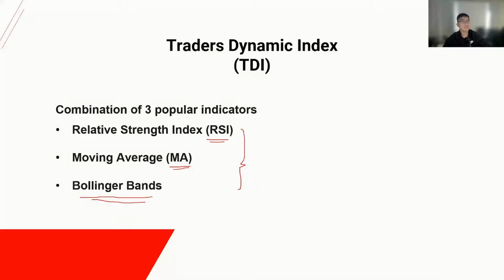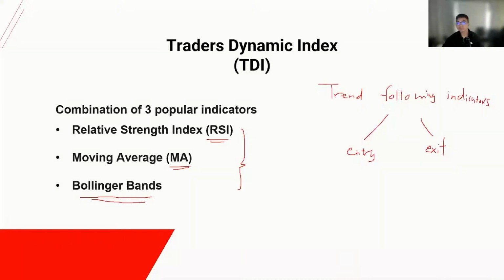The Traders Dynamic Index is a trend following indicator. Let me write it down. Trend following indicator. It helps traders to identify entry and exit points in the market, based on the current market conditions.